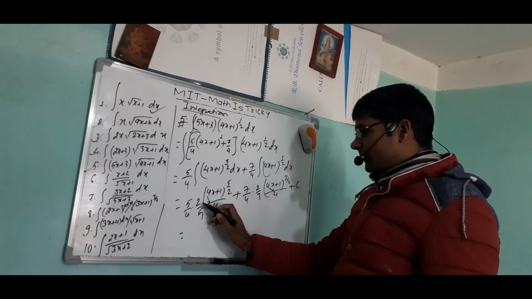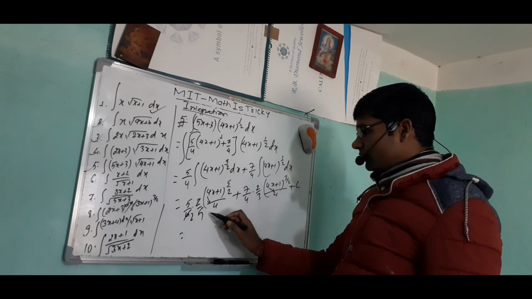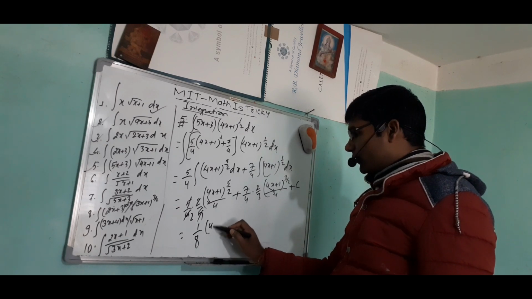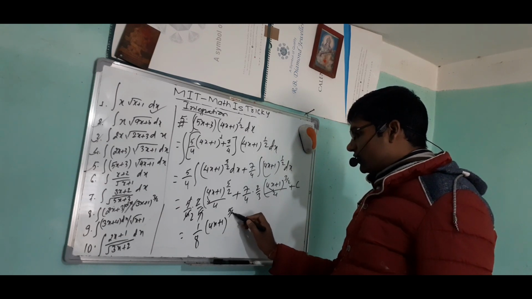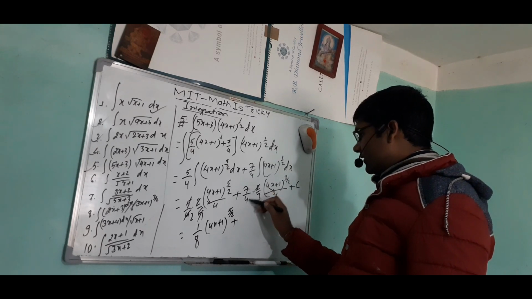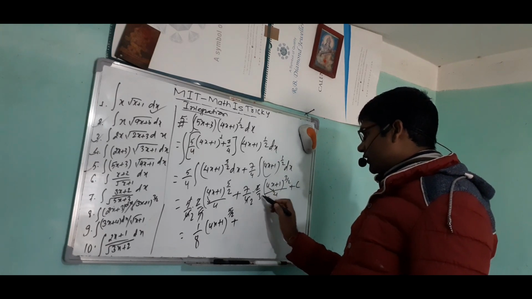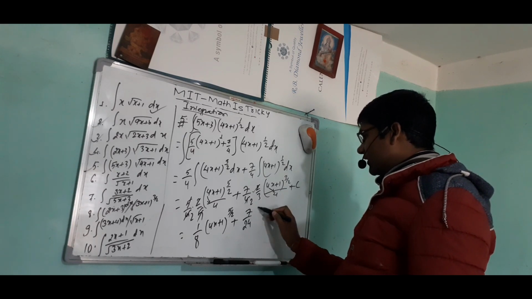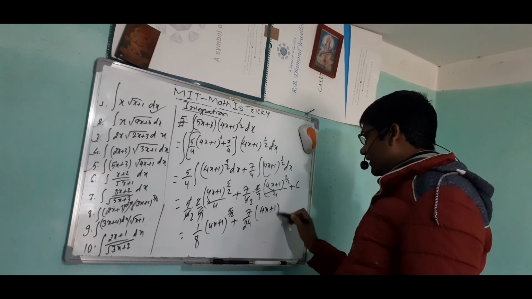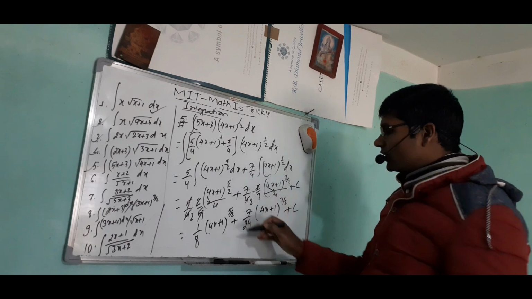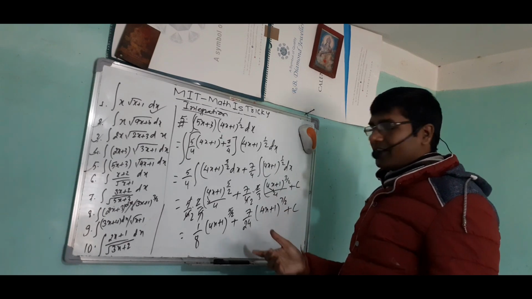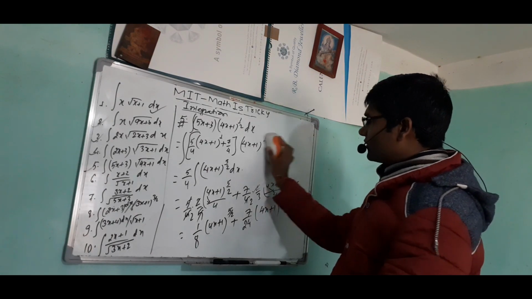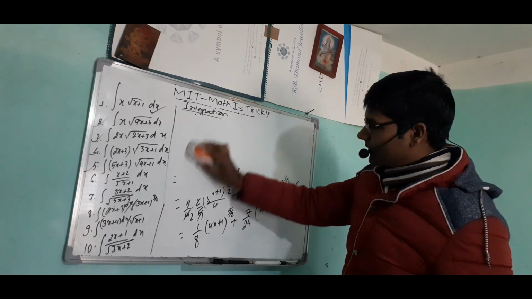So here it is 2, and 5 and 5 cancel. So it is 1 by 8 (4x plus 1) power raised to 5 by 2, plus here it is going to be 2 into 4 into 3, 24, so 7 by 24 times (4x plus 1) power 3 by 2, plus c. Further we can also simplify, take common and then simplify. You can do it by yourselves, or this much is also fine. Let's move to question number 6.